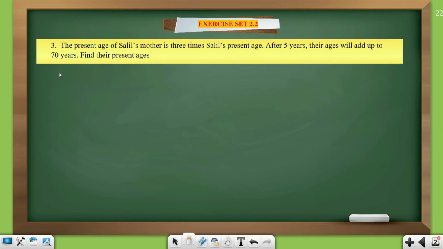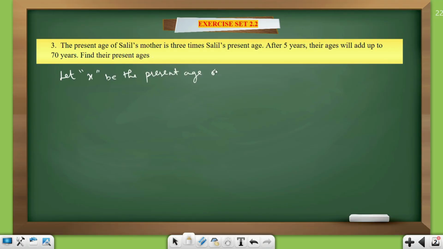So what we are going to do is, whatever the value which is unknown in the question, we have to consider it as x. So here two things are unknown. One is Salil's mother's age and another one is Salil's age. But here the information is given in terms of Salil's age and Salil's mother's age. So what I am going to do here is let x be the present age of Salil.